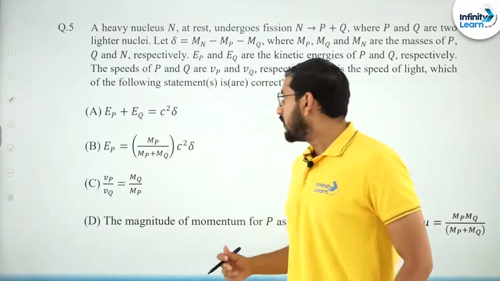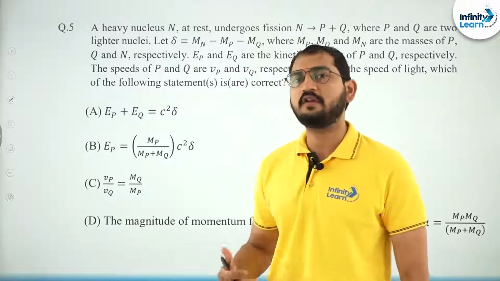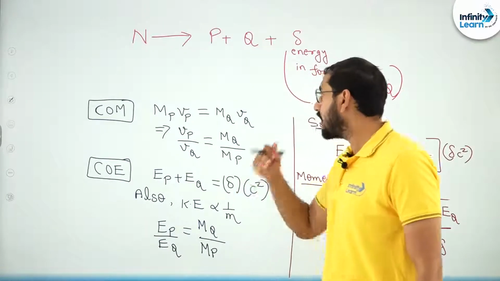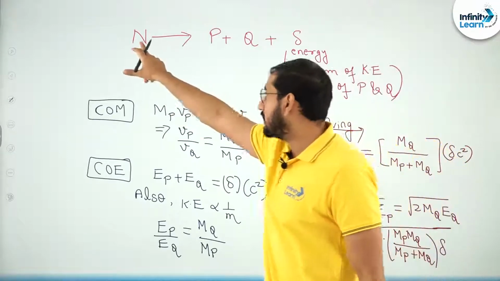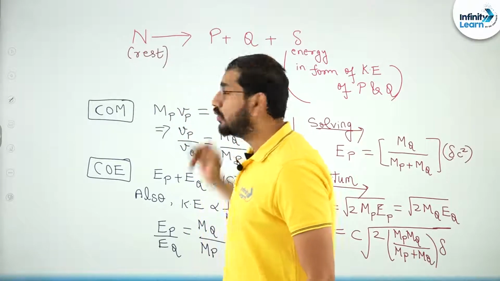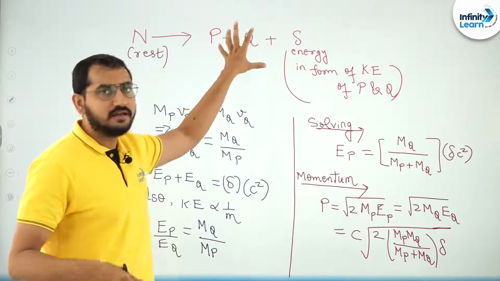So what we need to do is analyze all the four options and check which one of them will be the correct one. Okay, so if I move on to the solution part, here I can say that this N, which was initially at rest, broke apart into two parts P and Q having their own kinetic energies. And where do those kinetic energies come from?